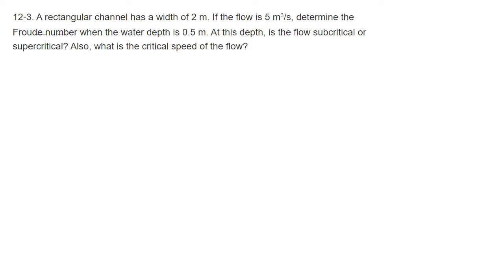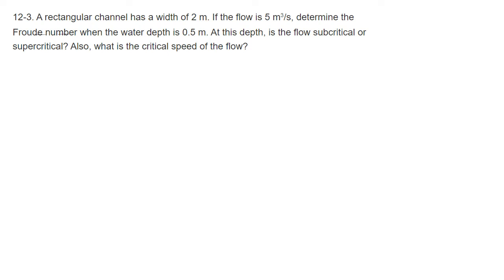Let's take a look at Chapter 12, Problem 3. We have a rectangular channel that has a width of 2 meters. If the flow is 5 cubic meters per second, determine the Froude number when the water depth is 0.5 meters. At this depth, is the flow subcritical or supercritical? Also, what is the critical speed of the flow?